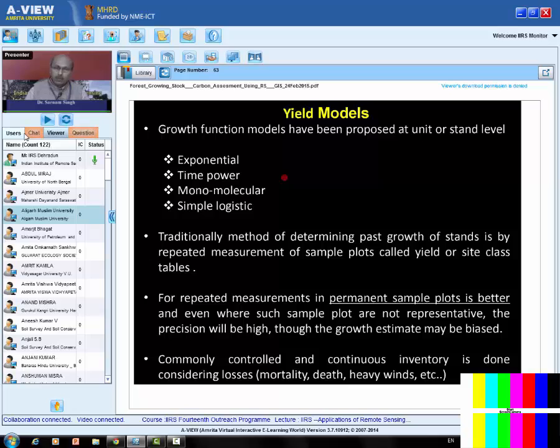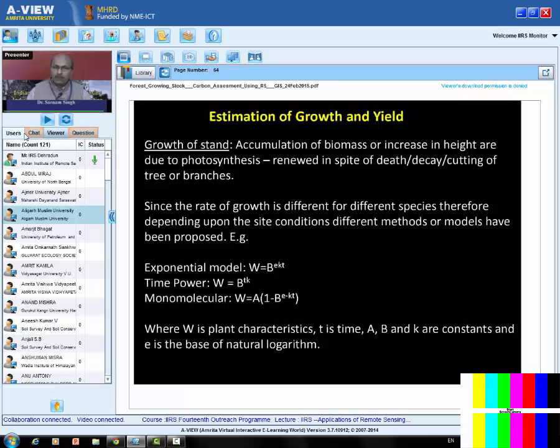There are the exponential model, the time power model, the molecular model, or the simple logistic model. Any of these models you can use to predict the yield available from that particular forest in terms of the growing stock. So basically we have to make repeated measurements. That's why I said if you have permanent sample plots laid in that area, then you can do it much faster and in a much better way.